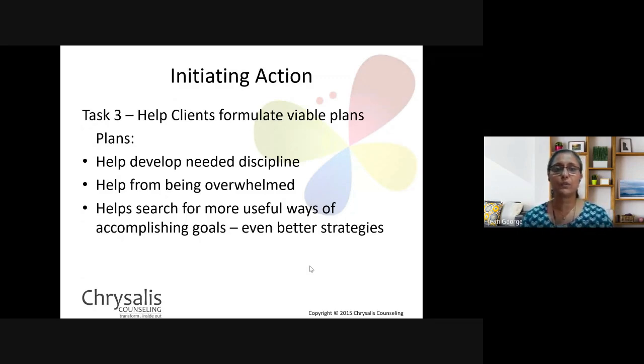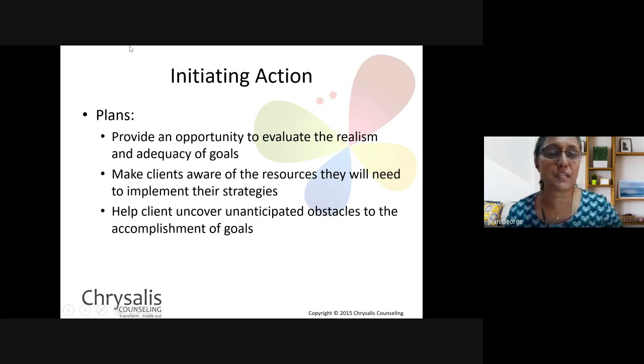When they are formulating those plans, when they've come to those plans, you're helping them with discipline. You're helping them through any kind of emotional overwhelm there is, and also helping them if they need other kinds of strategies to deal with that specific issue. You're going to continue helping them do that. Now, remember when you're looking at these plans, you also need to give them an opportunity to evaluate how realistic these goals may be. Sometimes they may not be aware of whether they are realistic or not. So you're going to provide that opportunity, help them think about that.